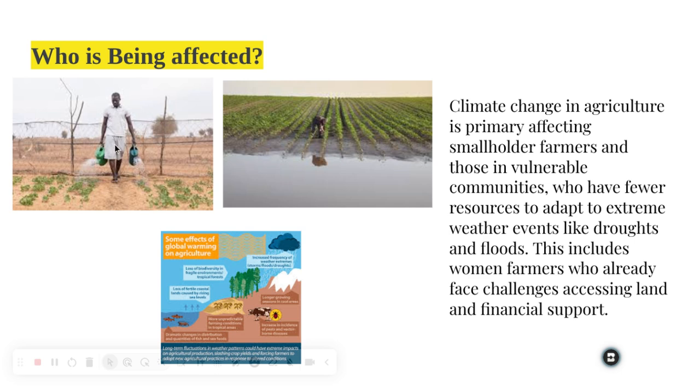The first picture is an African man who is cropping the entire crops. And so does this person right here in this picture. And then in this picture, it says some effects of the global warming on agriculture. It lists some agriculture details about the crops affecting right now.